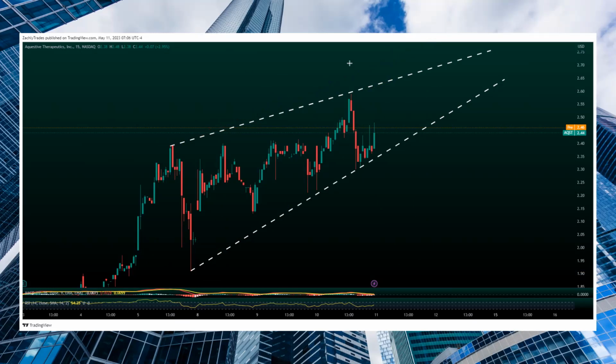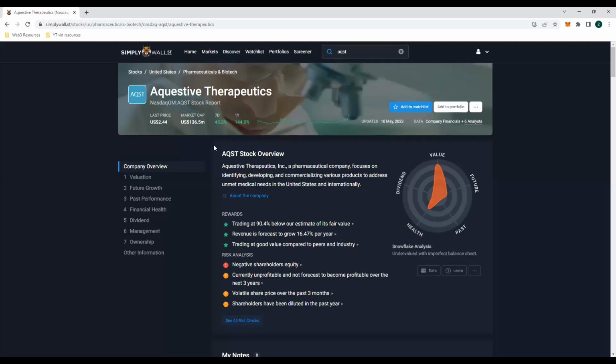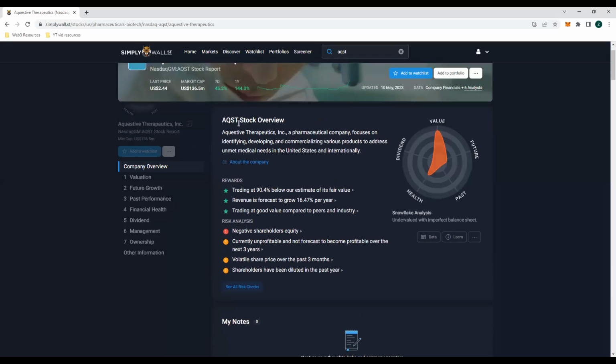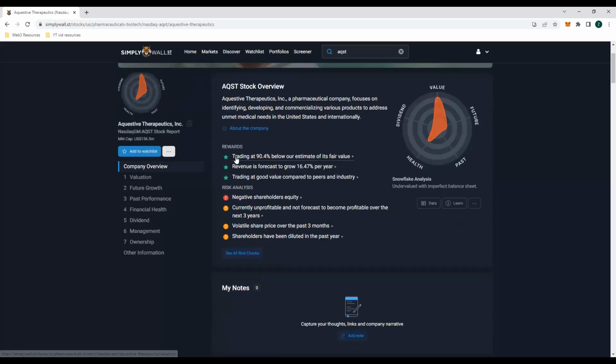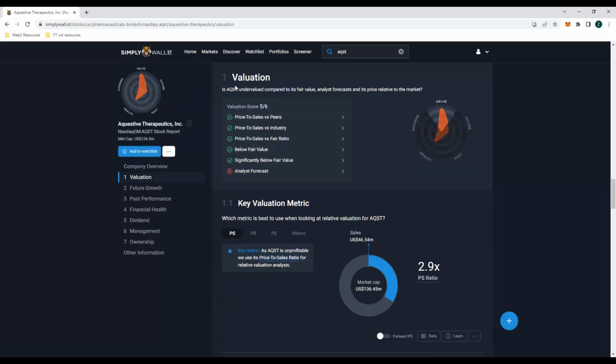So, when it comes to the charts, when it comes to the technicals, those are a couple of the things that I'm looking at right now. If we go ahead and head on over to the Simply Wall Street platform real quick, we can dive into some of the fundamentals. And if we look at the AQST stock overview, it's trading at 90% below our estimate of its fair value, right? And then you can dive into that and look at the valuation.